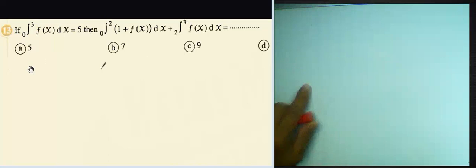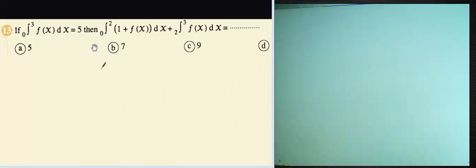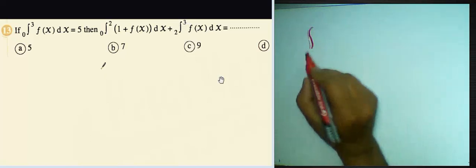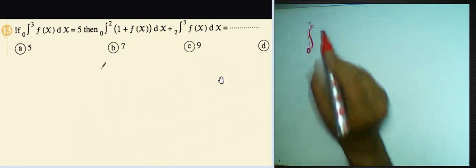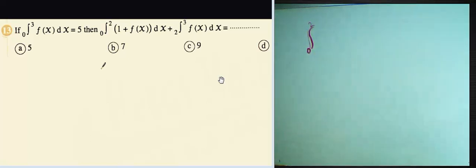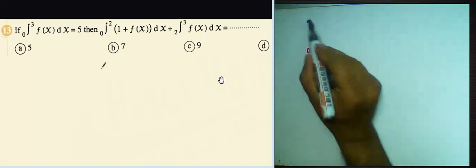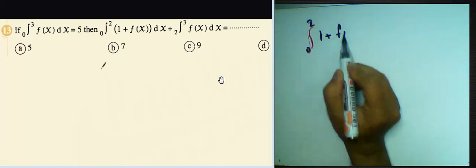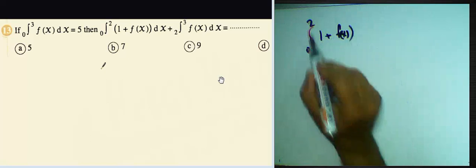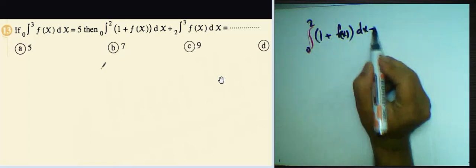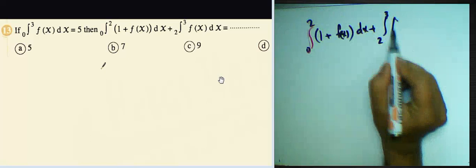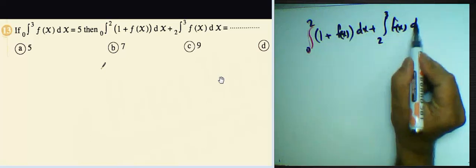Question 13. If integration from 0 to 3 about the function equals 5, then the integration from 0 to 2 about this function plus 2 to 3 about this function equals what? Okay, first we will write the integration from 0 to 2 about this function 1 plus f of x dx plus integration from 2 to 3 f of x dx.